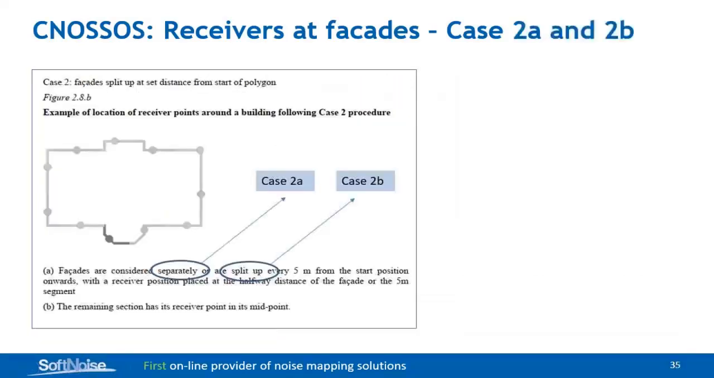That's case 1. Then case 2 is that the facades are split up at a set distance from the start of the polygon, for instance, every 5 meters. So that means that every 5 meters a receiver point will be created. That's another way of creating the receivers around the facade. And in fact, case 2 is divided into two cases, 2a and 2b, because it says that facades are considered separately or are split up every 5 meters. So within this case 2, in fact, there are two cases. That's why we call it 2a and 2b.